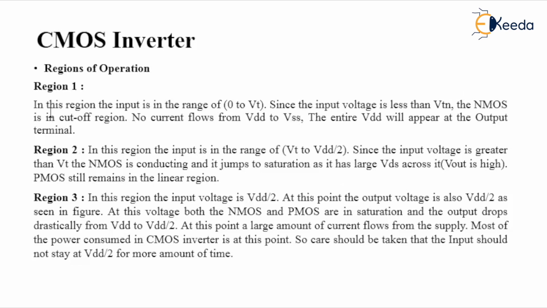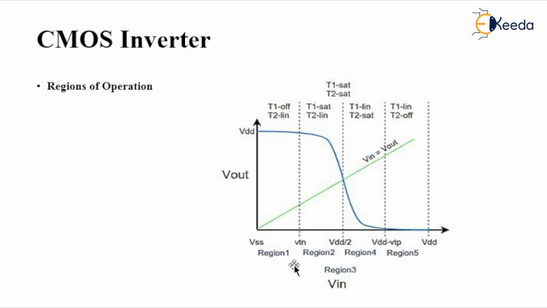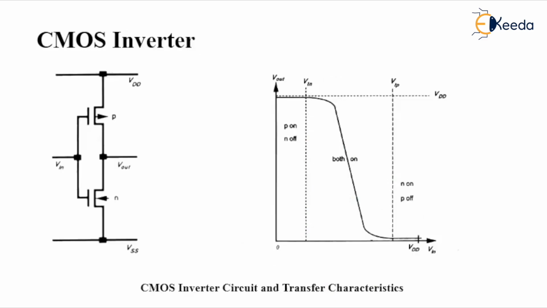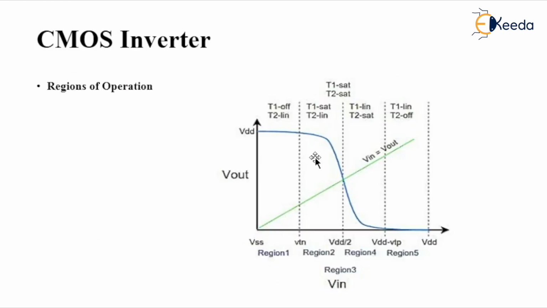Going to region 1, I repeat, region 1 is between 0 and VTN. So this voltage is less than the threshold voltage. Therefore, T1 will be off. T1 means this one, the lower one. Why? Because the threshold voltage is greater than the VGS value. So we can say that this will be in cutoff state and this will move to linear state. So that's the thing I have written here.